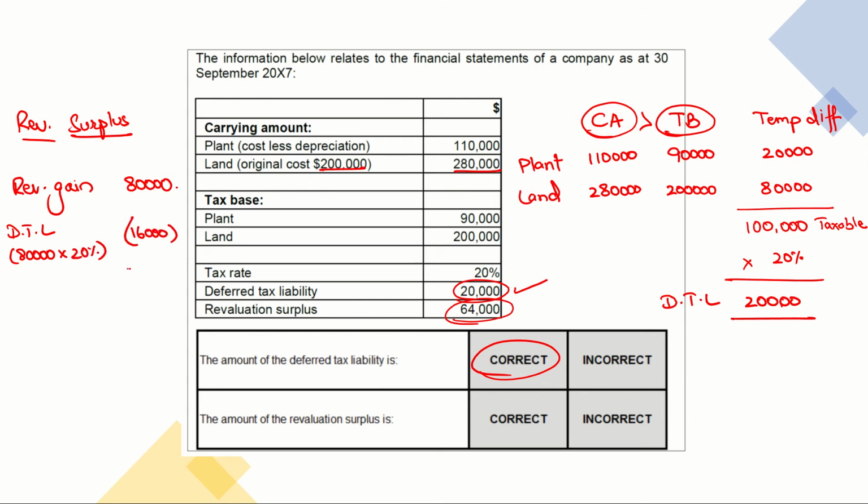So the net amount that would go into my revaluation surplus is going to be 64,000, which means that even this statement is absolutely correct, and the right answer for this question is that both these statements are absolutely correct. So I hope this question will help you understand the concepts of deferred tax liability better. Thank you very much.